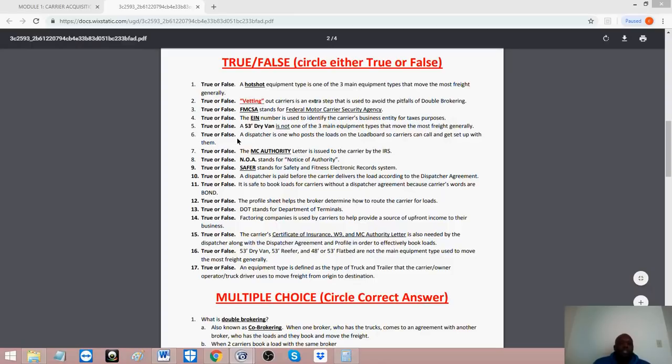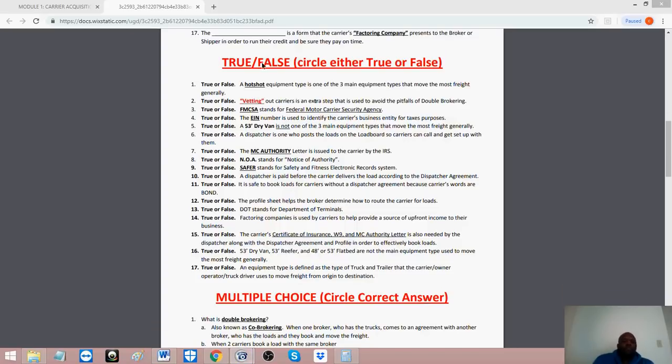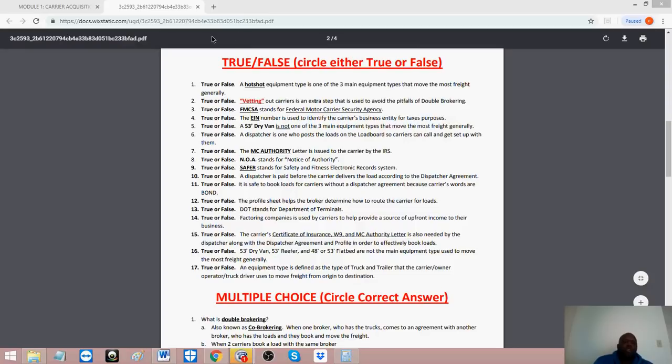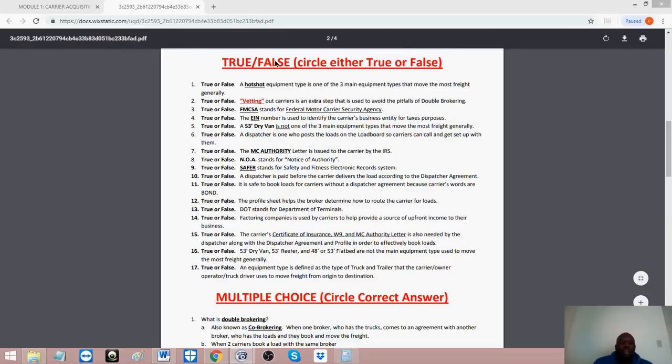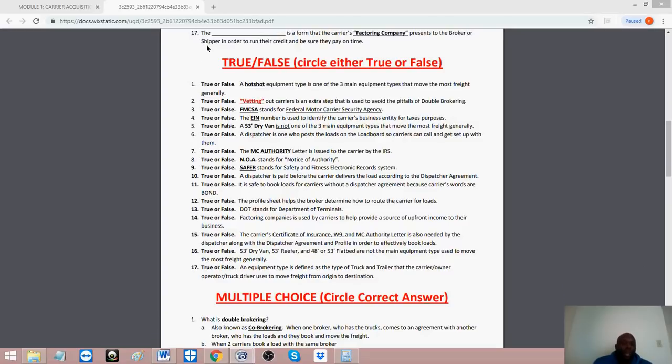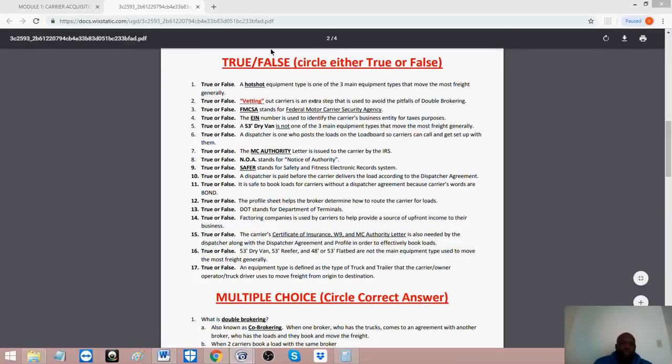Number 6. A dispatcher is one who posts the loads on the load board so the carriers can call and get set up with them. That is false. So who is that person? That's okay, Luis. Better late than never. Right. The broker does that. Dispatchers do not post loads. Brokers and or shippers do.